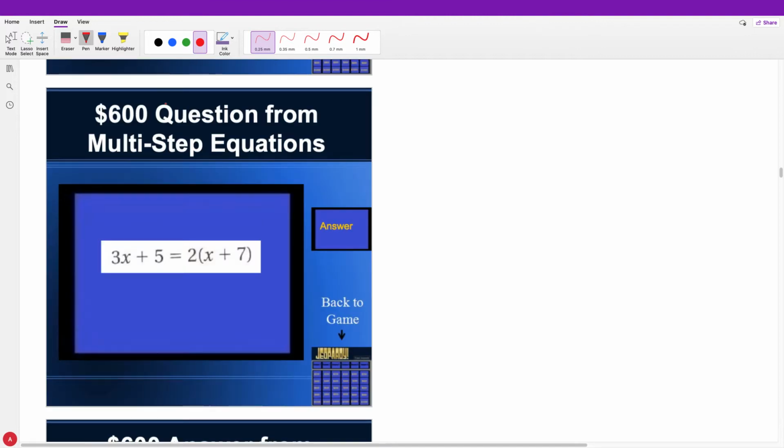All right, so the first question is the multi-step equation $600 question, and we have 3x + 5 = 2(x + 7). So remember, the first thing that we always need to do is simplify everything that we can on both sides of our equation. Well, on this left-hand side, there's nothing for us to simplify. There are no like terms and no distribution.